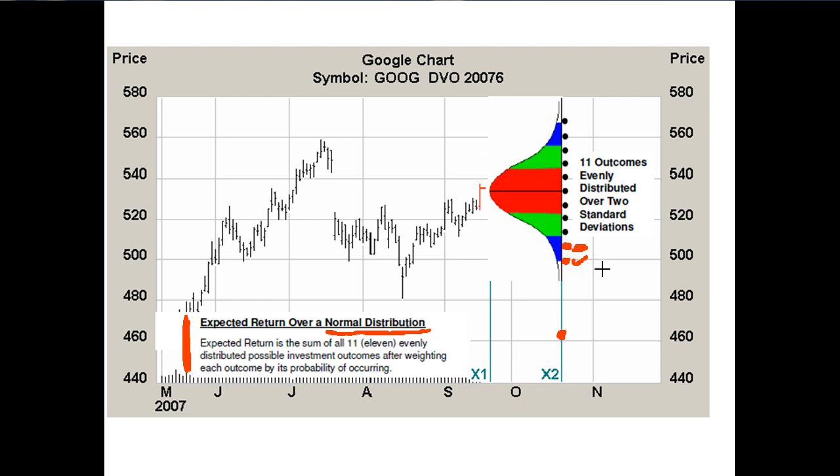And so what we do is we look at each of these 11 data points, we multiply each one by its probability of occurring, we sum all those together to get one expected return number, which is going to be inclusive of all 11 of these data points. And so when we can flip it over, let me show you how we do that.